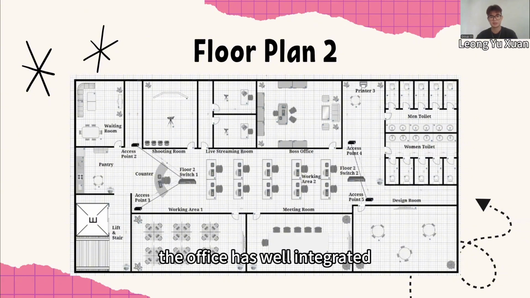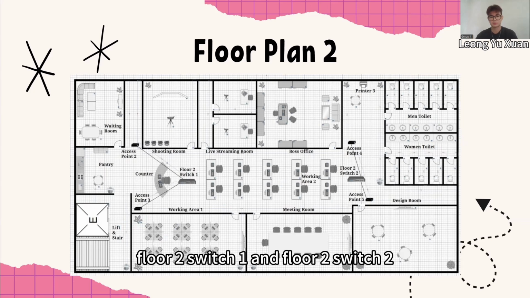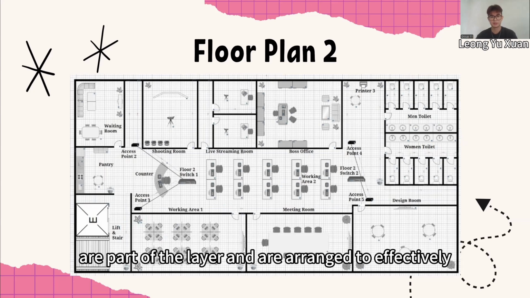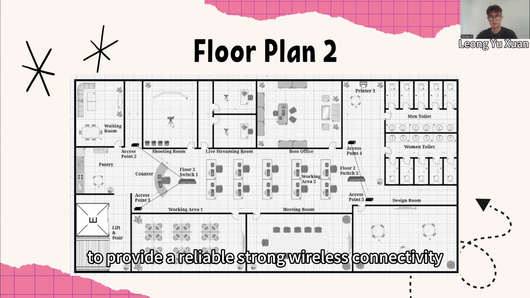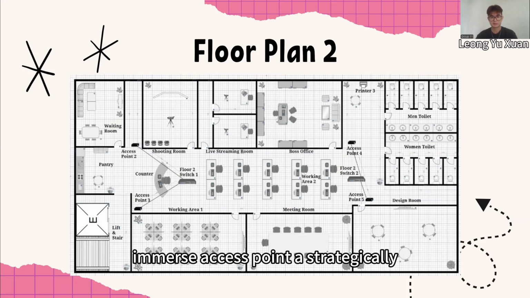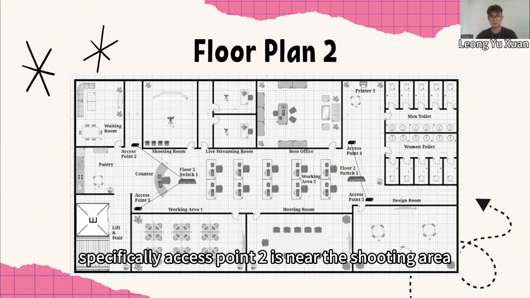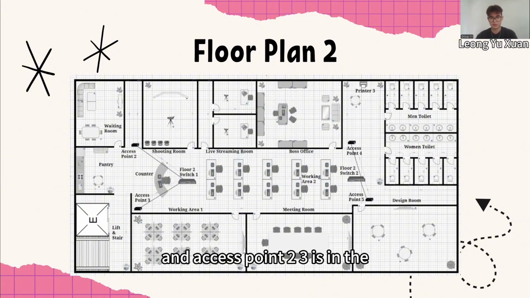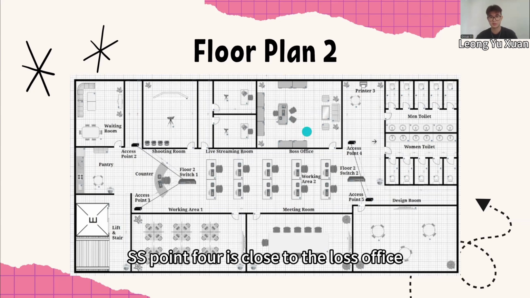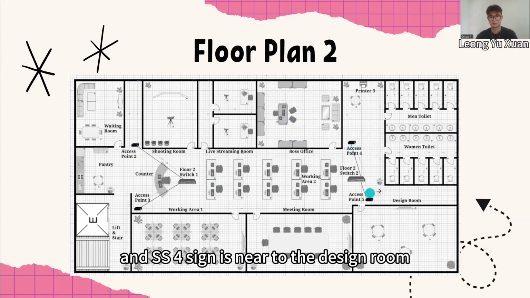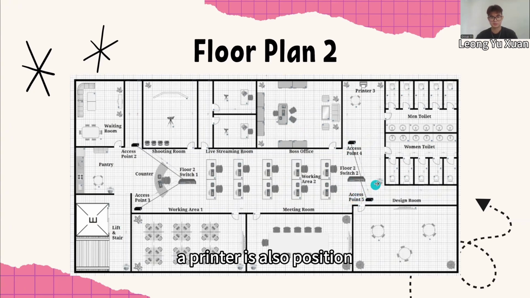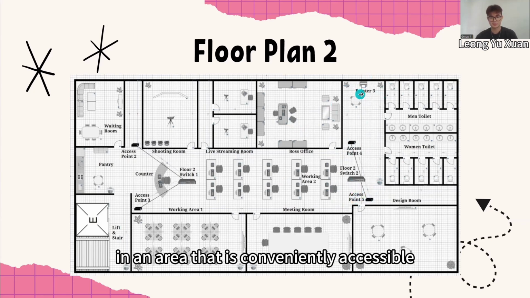The office has a well-integrated network infrastructure. 2 switches, floor 2 switch 1 and floor 2 switch 2, are part of the layout and are arranged to effectively control the network traffic. To provide reliable, strong wireless connectivity, numerous access points are strategically placed across the office. Specifically, access point 2 is near the shooting area, and access point 3 is in the center of the working area. Access point 4 is close to the boss office, and access point 5 is near the design room. A printer is also positioned in an area that is conveniently accessible from many workspaces.